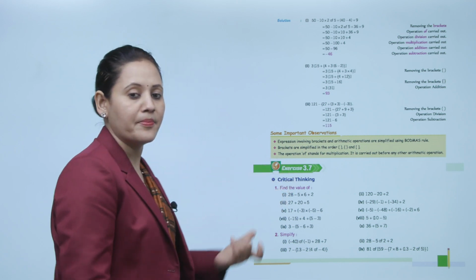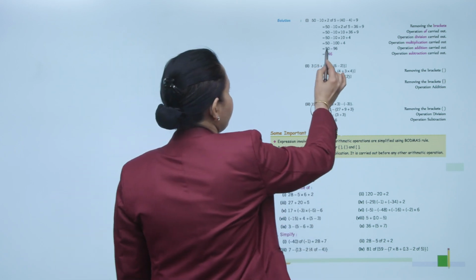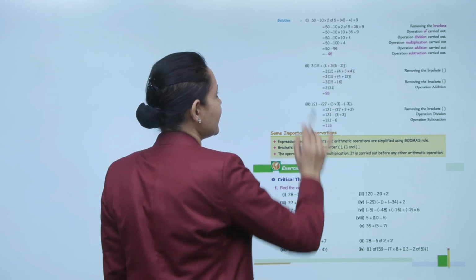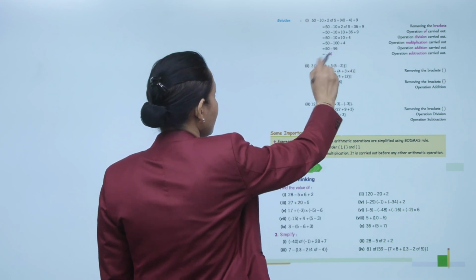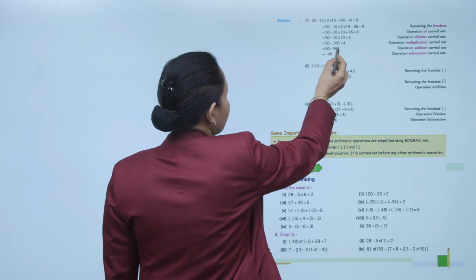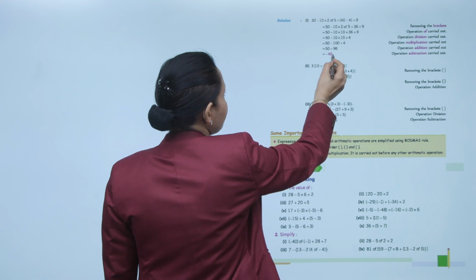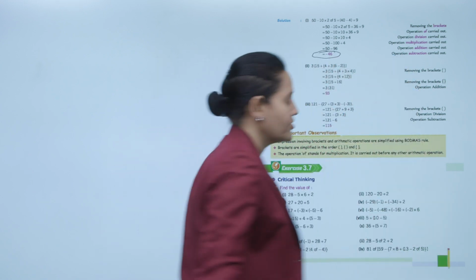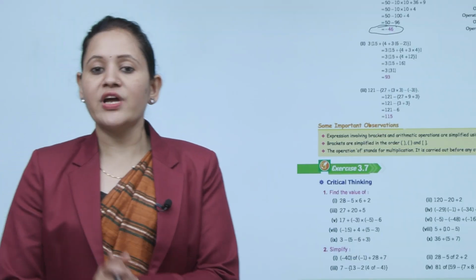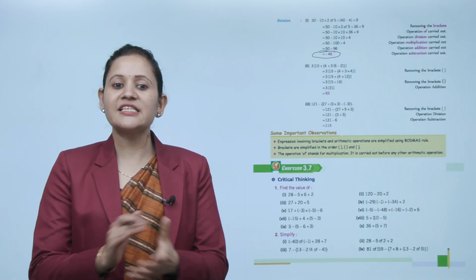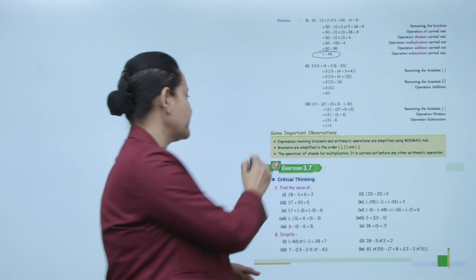Next, we will do multiplication. 50 minus 10 into 10, 100, plus 4. Next is addition. Or 50 minus 96, that is equal to minus 46. Operation subtraction carried out. So, this is our answer. So, whenever more than 2 operations are involved, we will follow this order. Next is some important observations.